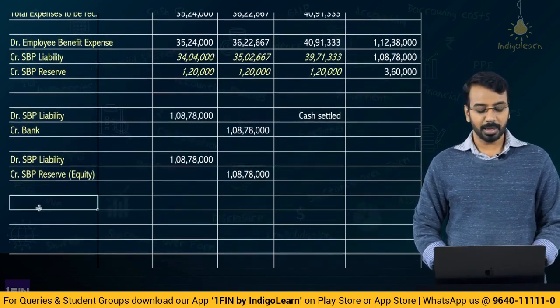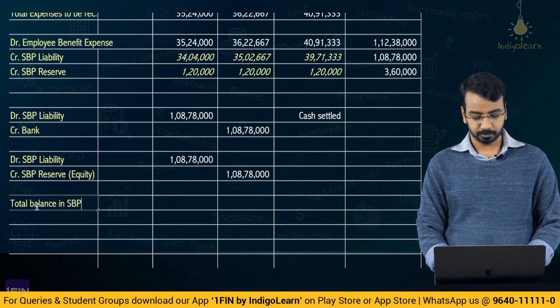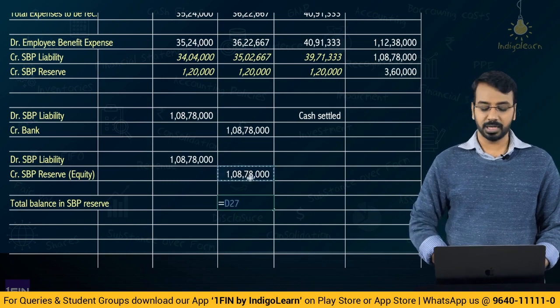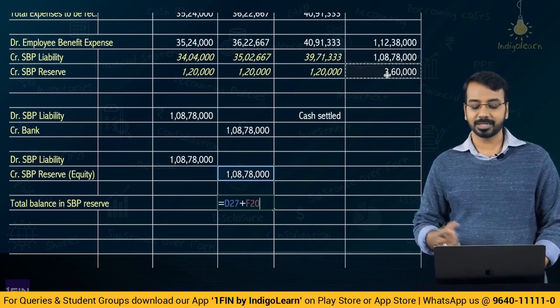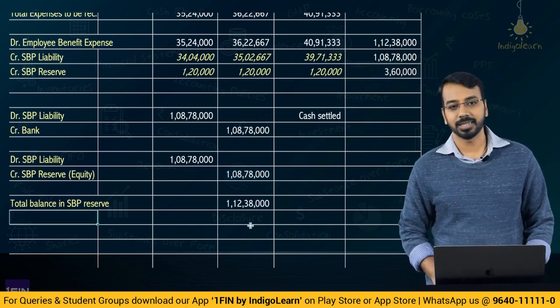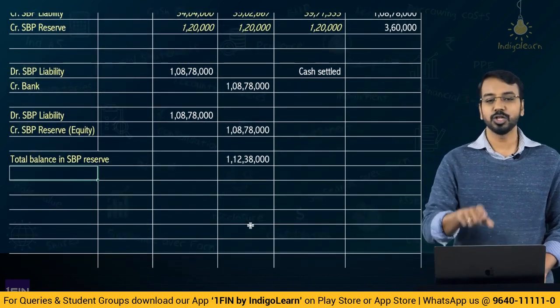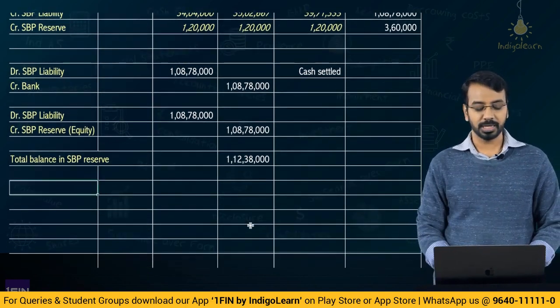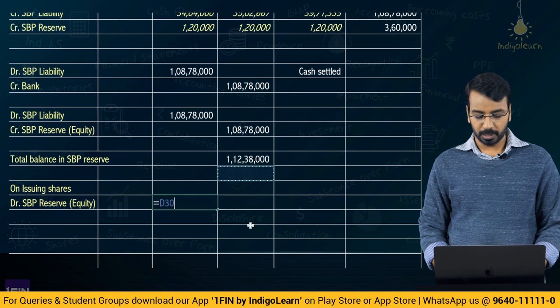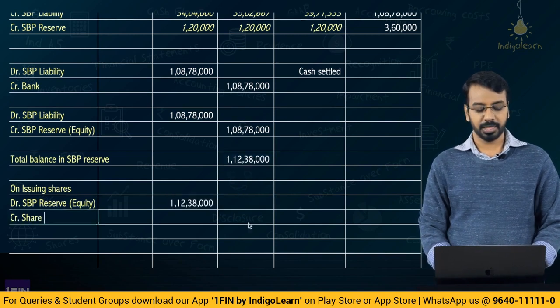Now, what is the total balance in equity? Total balance in SBP reserve is 1,08,78,000 that you have transferred now plus 3,60,000 which is already there. Okay. So, the total is 1,12,38,000. Now, against this you will issue shares to the employees. So, you will say on issuing shares, debit SBP reserve, equity, by how much? 1,12,38,000, credit share capital.